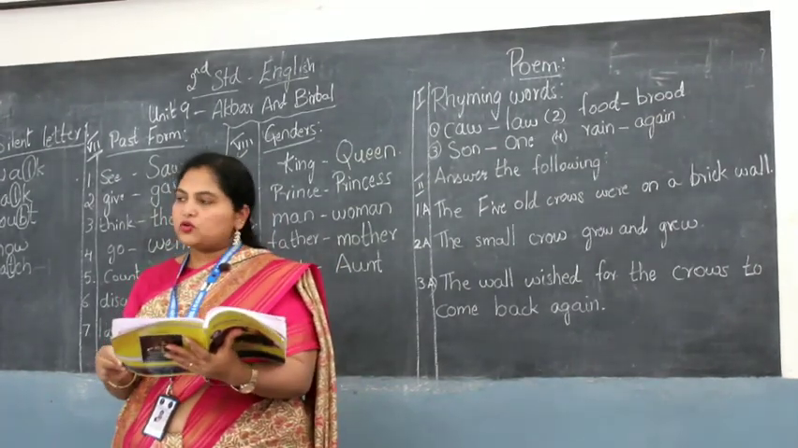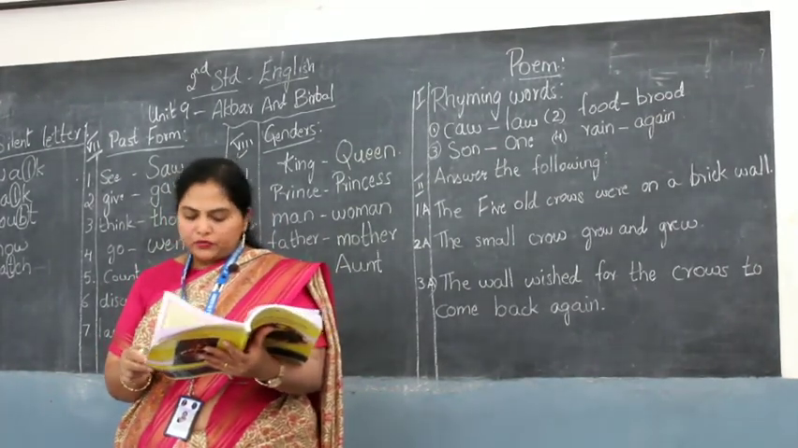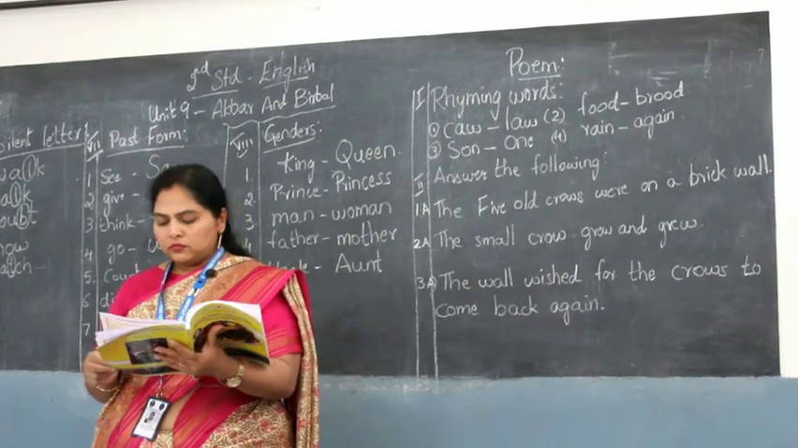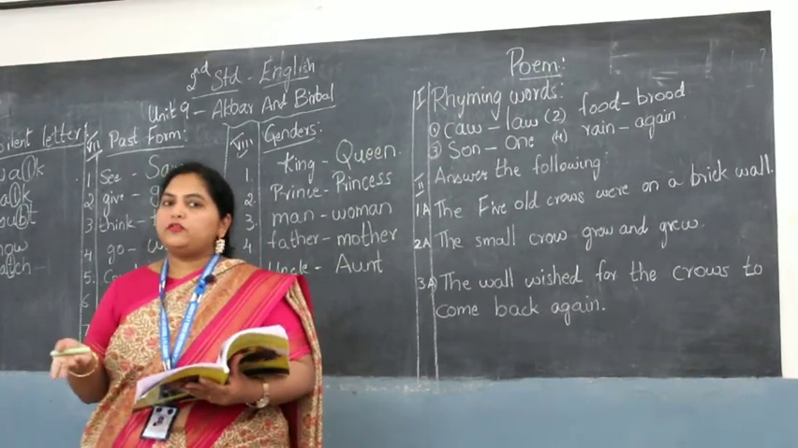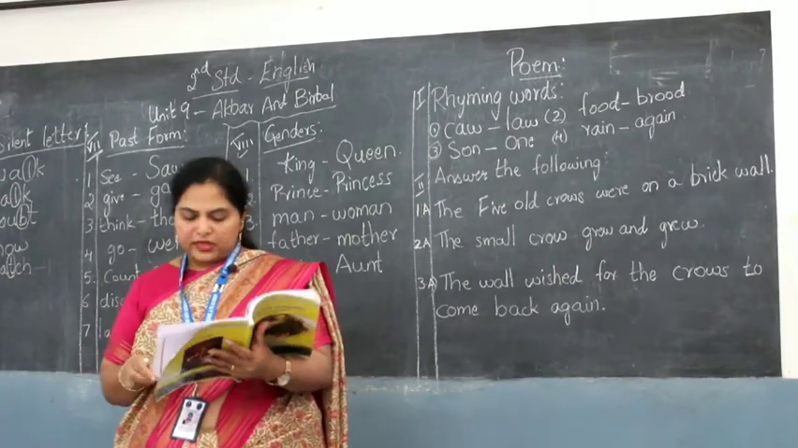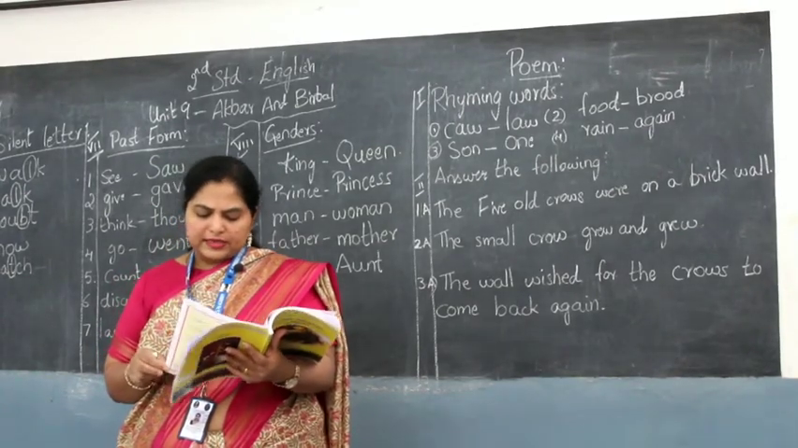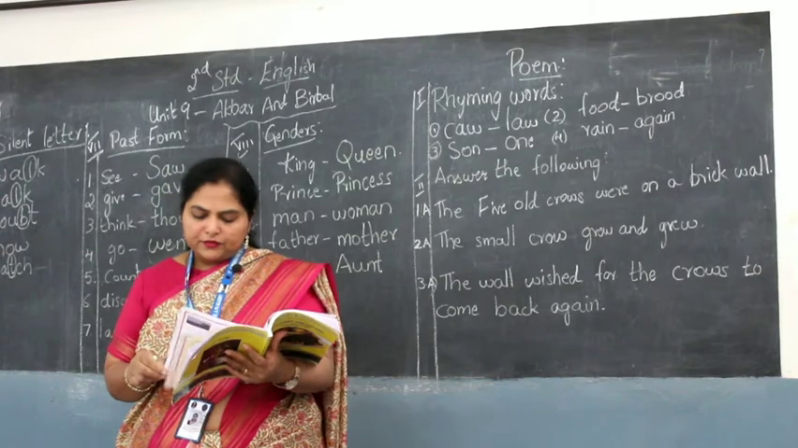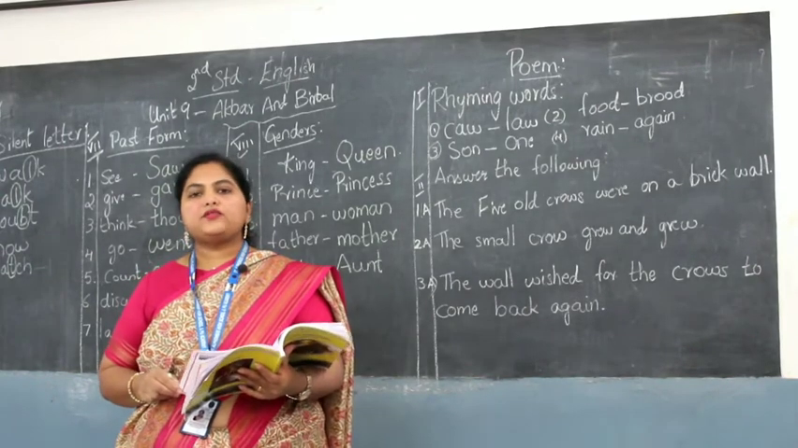2 old crows were on the brick wall. Both were old and both of them tall. 1 crow said, I miss my son. He flew away, and that left 1.